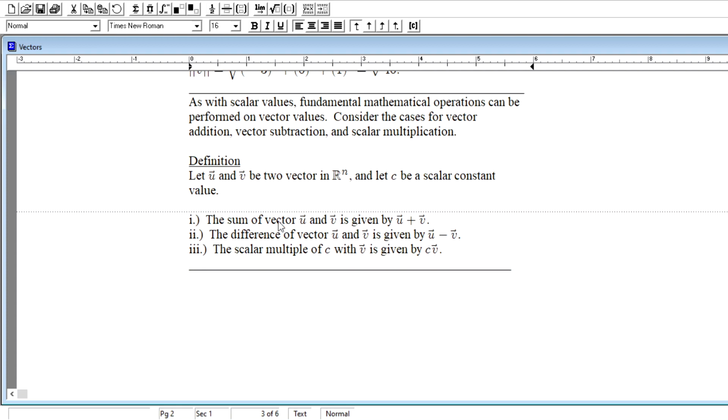The sum of vectors u and v is just going to be given by vector u plus vector v. The difference of vector u and vector v might be presented as vector u minus vector v, and the scalar multiple of the scalar value c with some vector v is given by c times v.